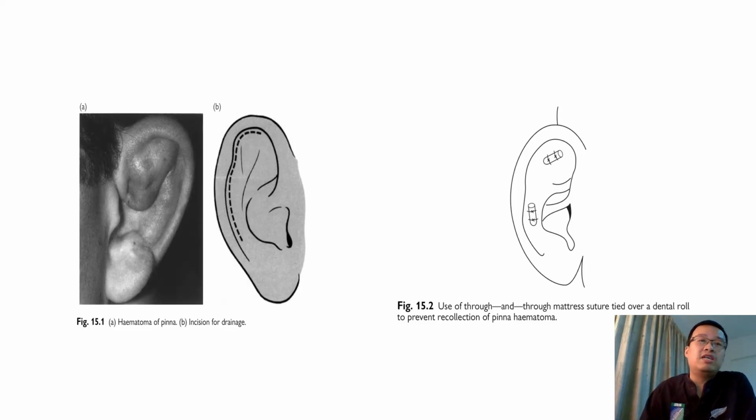Now let's look at this picture here. You can see that's a hematoma on the left side. The incision is as drawn there. Of course, you don't have to make such a big incision, depending on how big the hematoma is. And you can see that the dental roll is tied down with a mattress suture on the right side.